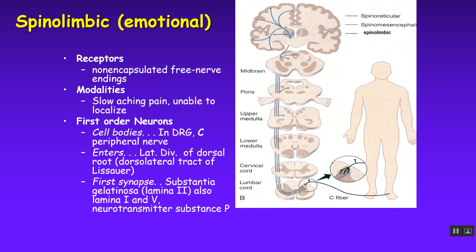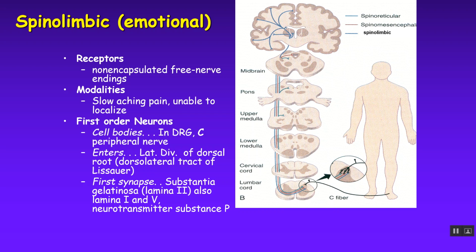So the first order neurons in this pathway are the cell bodies, just like the spinothalamic, in the DRG, the dorsal root ganglia. The peripheral nerve class, the axon class, in this case is a C fiber. C fibers are the slowest. Remember, they're like 2 meters per second. The spinothalamic was A delta, which are faster than the C fibers. So this is using the slowest pain fibers, the unmyelinated or sparsely myelinated C fibers in the peripheral nerve. So that's what this is being transmitted on.